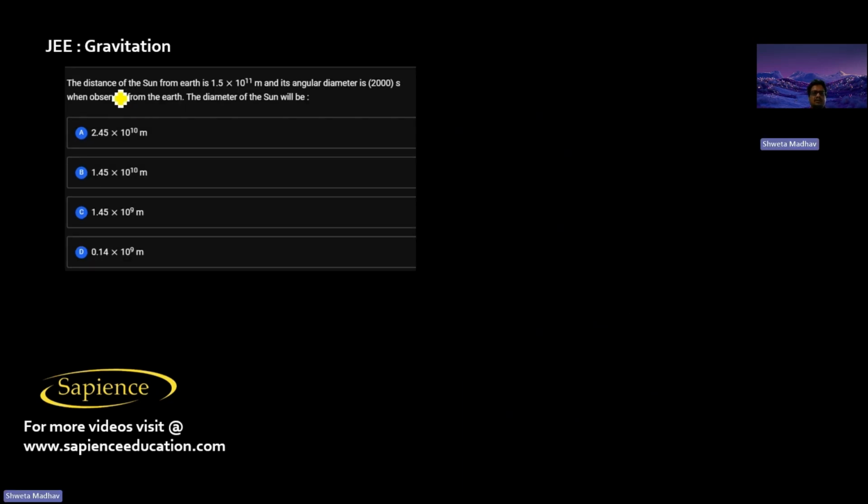And here it is told that the distance of the sun from the earth is 1.5 into 10 power 11 meters, and its angular diameter is 2000 seconds. Now, when observed from the earth, the diameter of the sun will be, this is the sun, this is the earth, angular diameter observed from the earth, angular diameter of the sun, this angle theta, that is 2000 arc seconds.